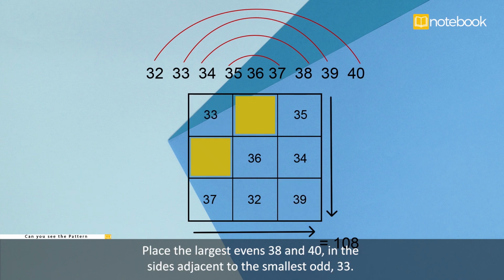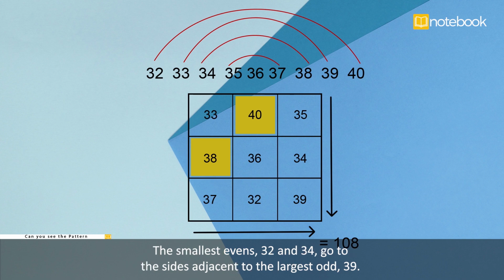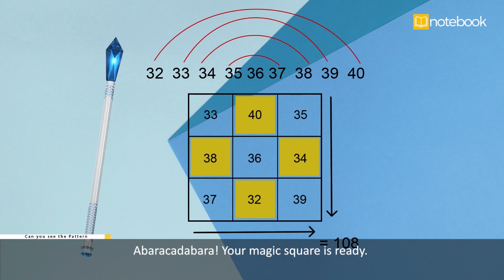Place the largest evens, 38 and 40, in the sides adjacent to the smallest odd, which is 33. The smallest evens, 32 and 34, go to the sides adjacent to the largest odd, which is 39. Abracadabra! Your magic square is ready. Isn't it fun? Practice a lot of these magical number patterns.